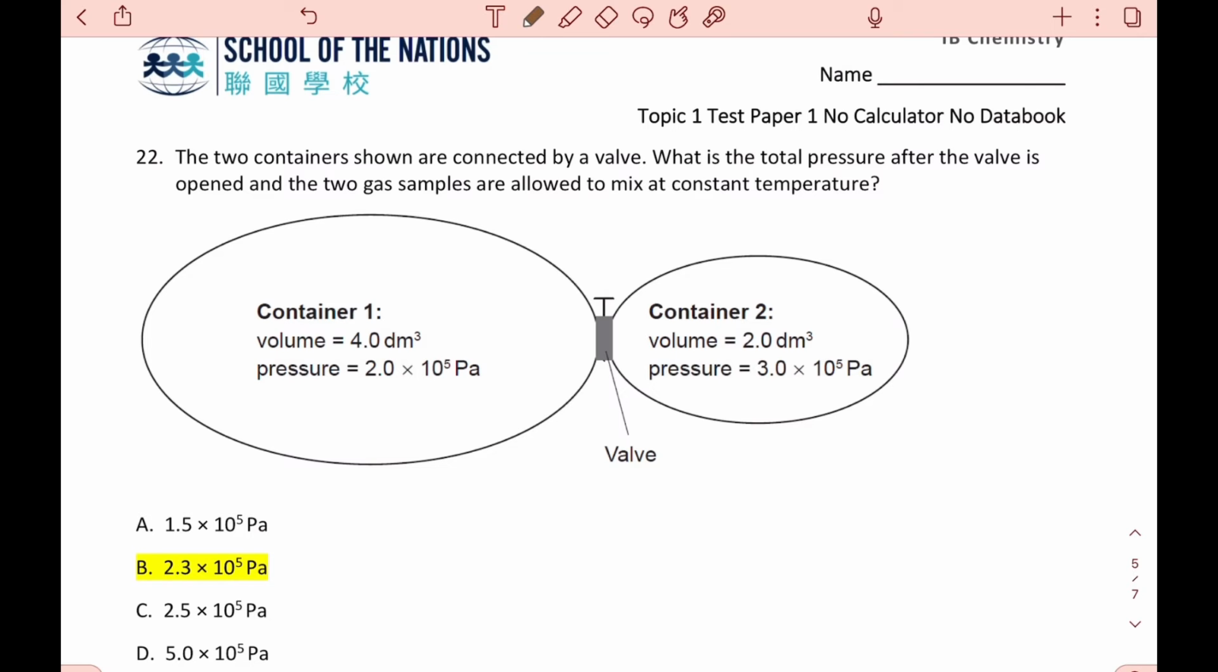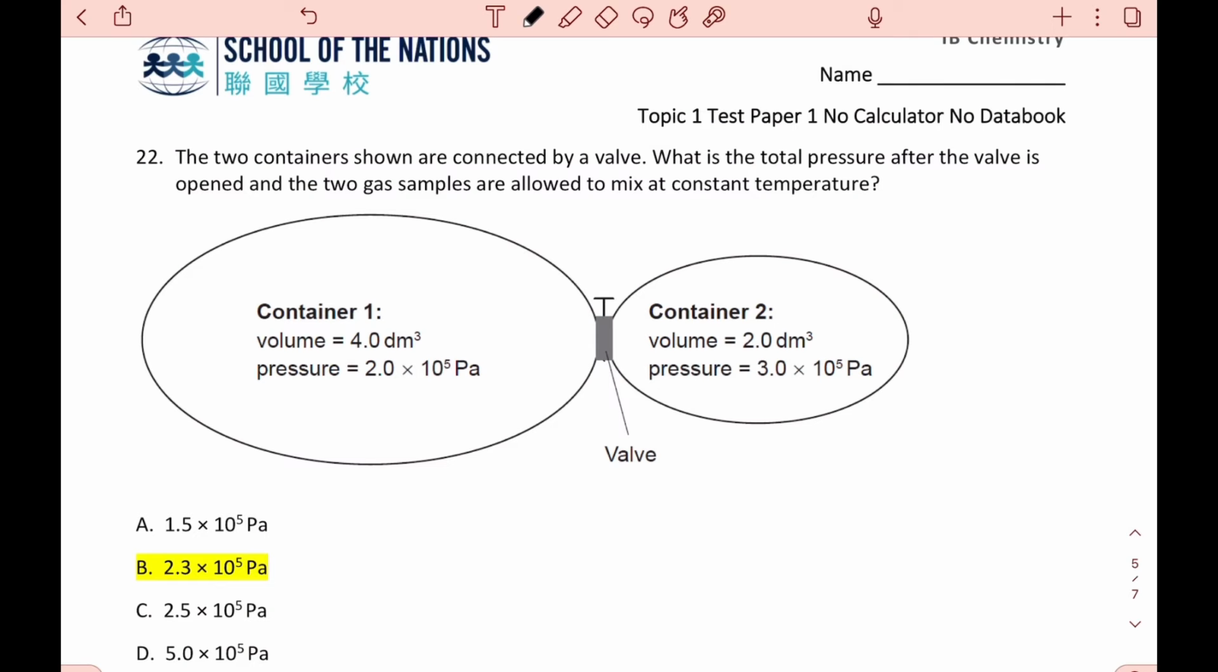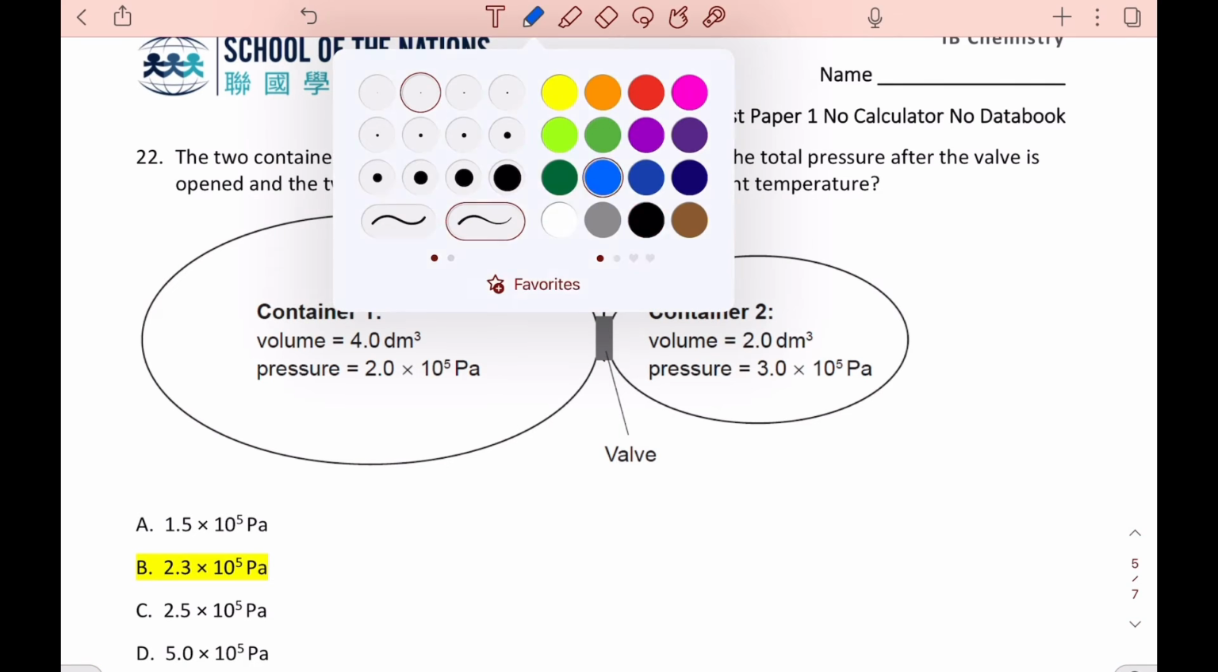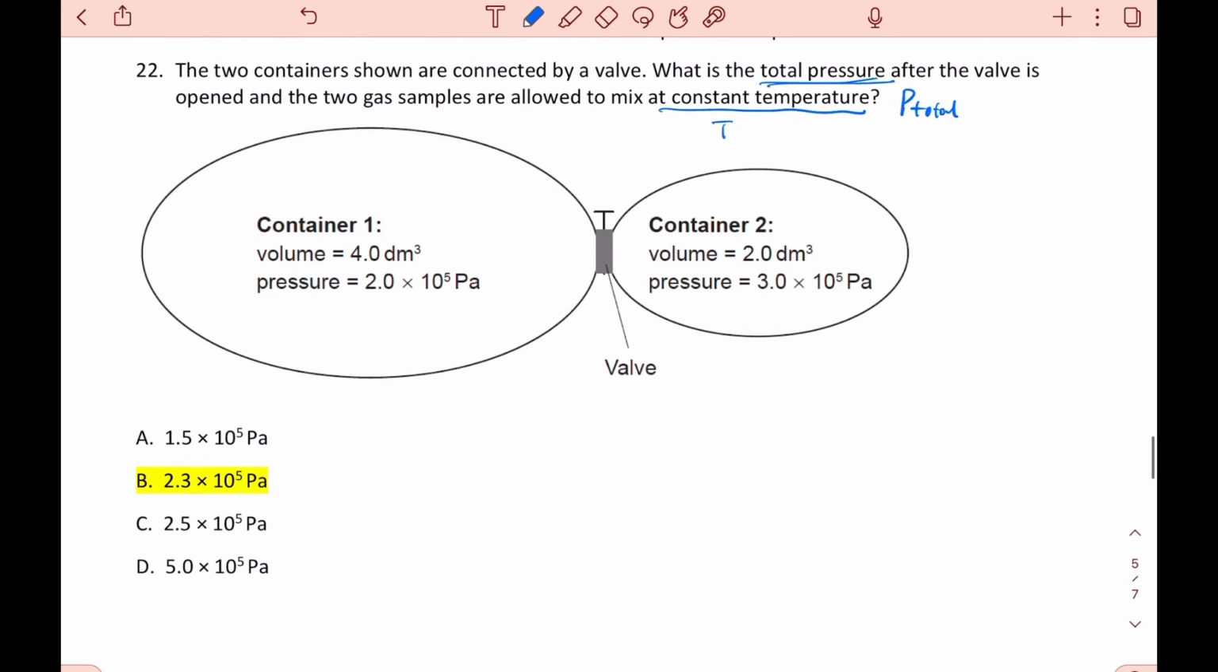Now, let's have a look at question 22. The two containers are connected by a valve. What is the total pressure, P total, after the valve is opened and the two gas samples are allowed to mix at a constant temperature? So basically the idea is that overall temperature remains the same. Before mixing, we have P1, V1, given by the diagram, and we also have P2, V2. And after mixing, we will have a P total. So that's the whole process.